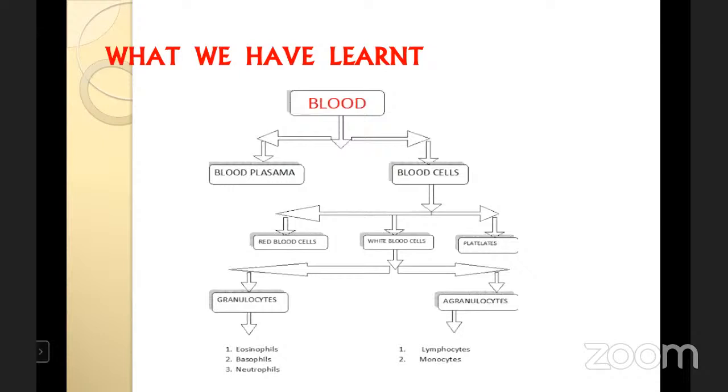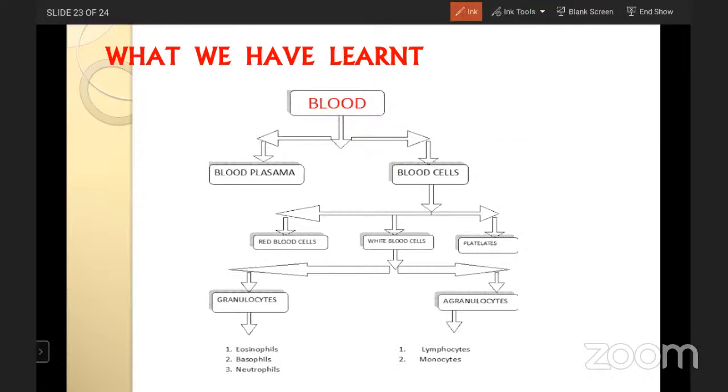Now let us go over what we have learned. Today we have discussed the blood topic. According to the blood, here the points are plasma and blood cells. In the plasma, the blood cells are present: RBC, platelets and WBC. In the case of WBC, granulocytes and agranulocytes. What are the granulocytes? Eosinophils, basophils, neutrophils. And what are the agranulocytes? Lymphocytes and monocytes. So all these topics we have discussed today.